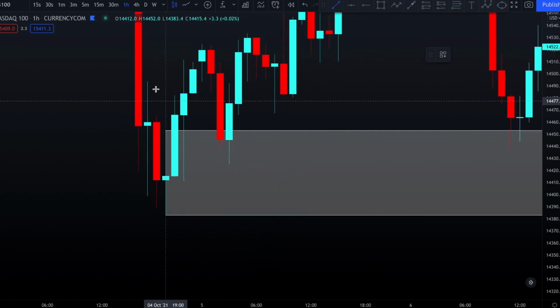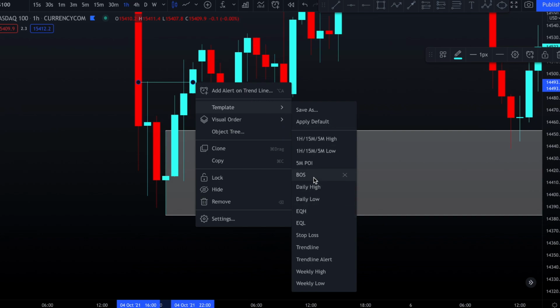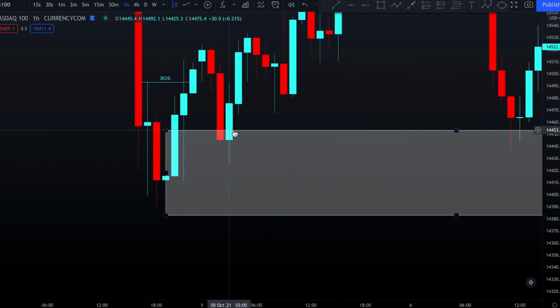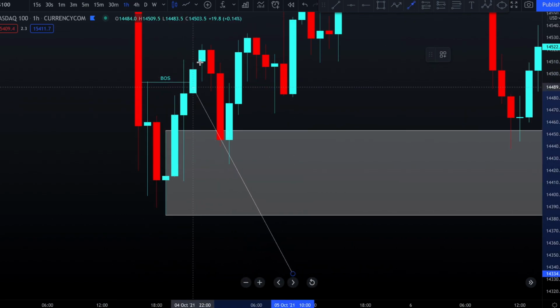Right, so as you can see here, we clearly have a break of structure on a lower time frame. Very clear break of structure. So what does that mean? Remember, we now have our strong push, break of structure. We know now that this order block is going to be valid.